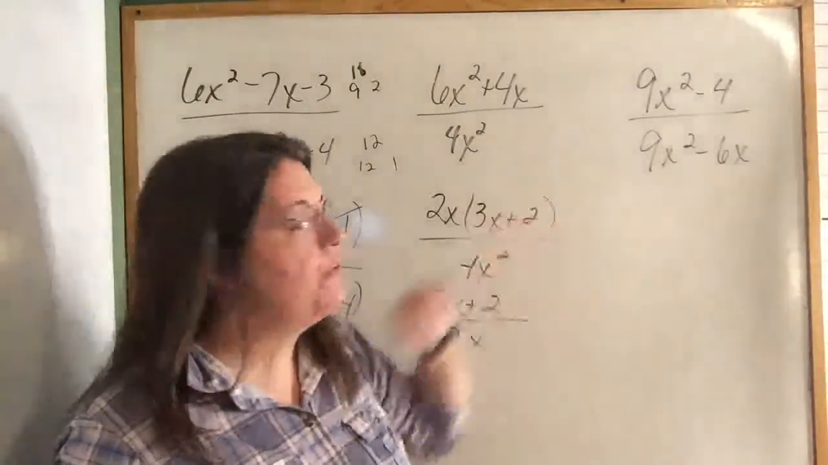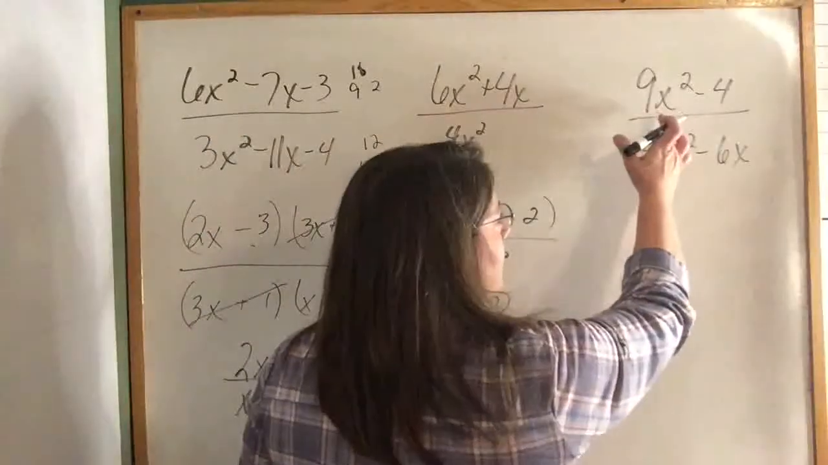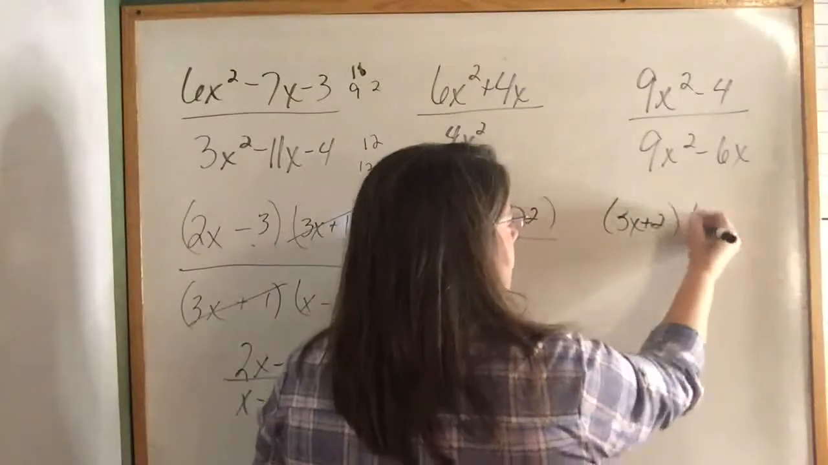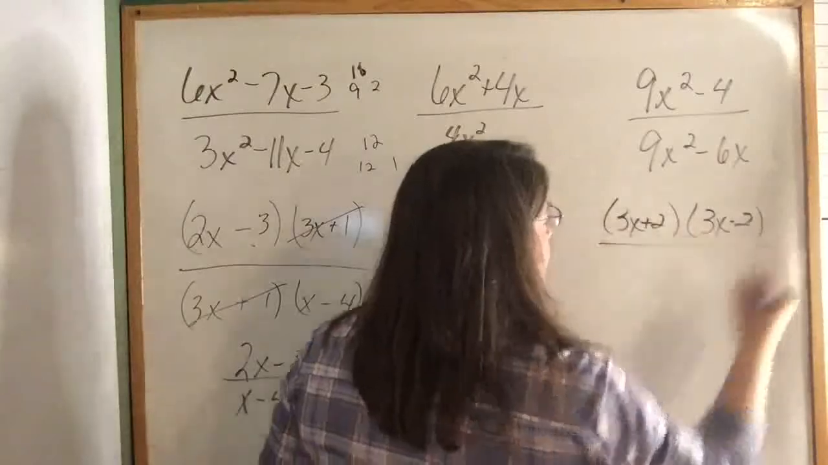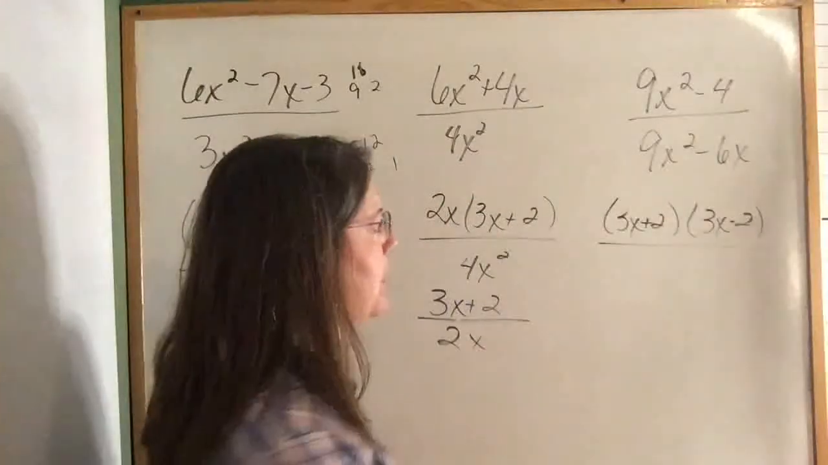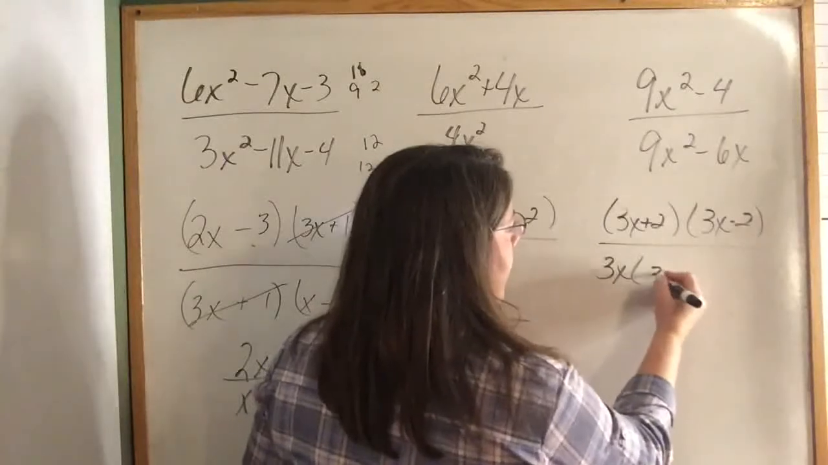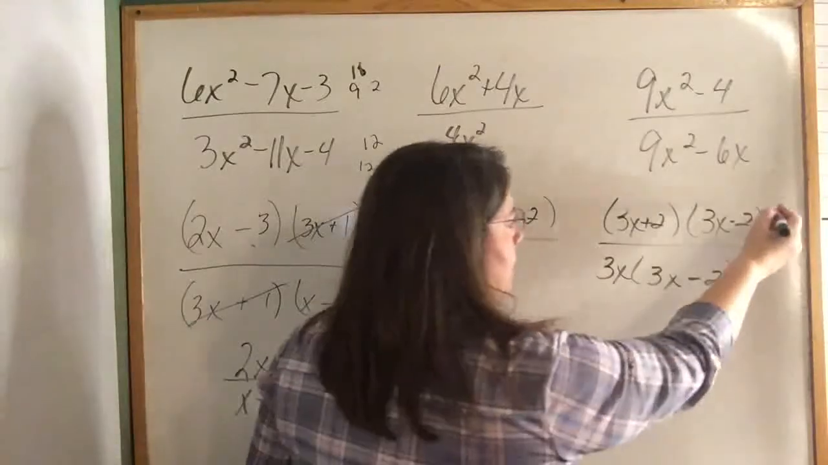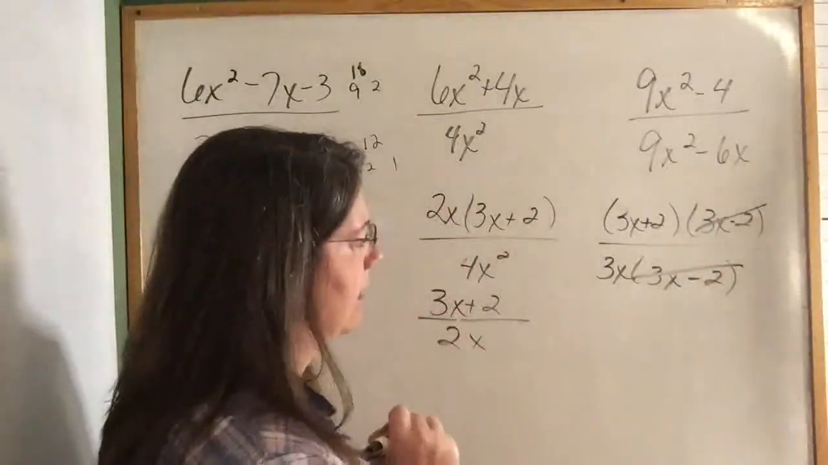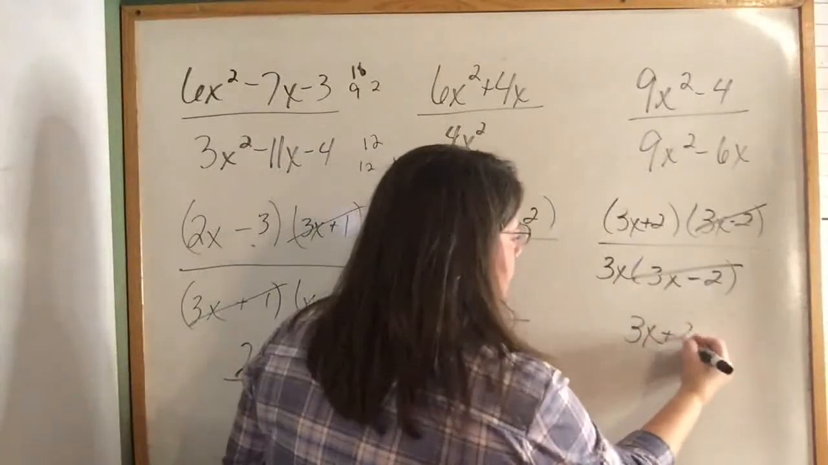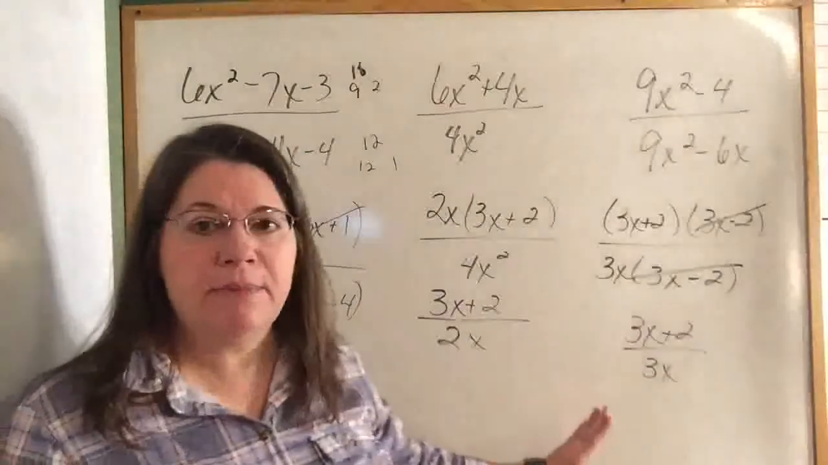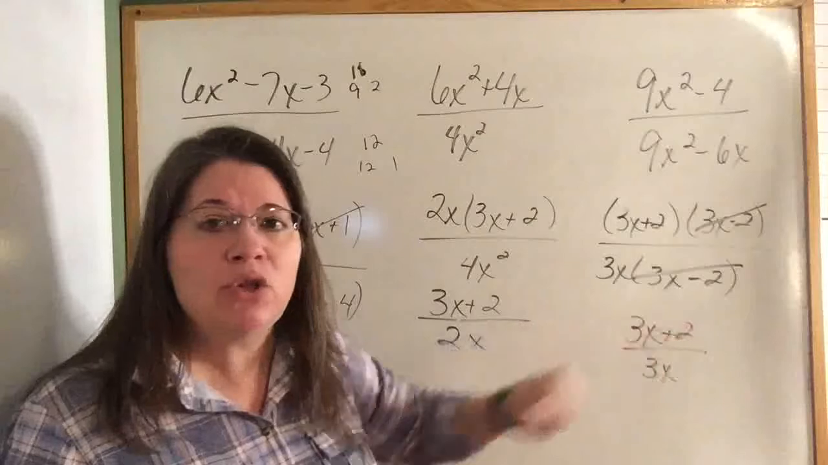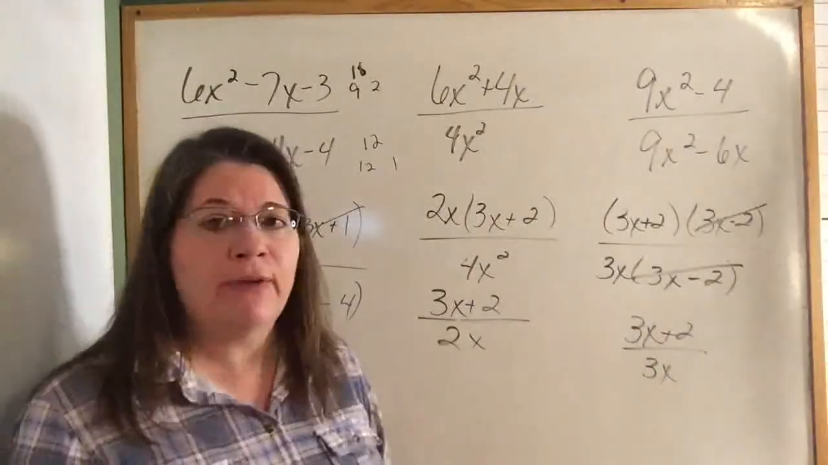For this one, the top is difference of squares. 3x is the square root of 9x squared, and 2 is the square root of 4, so we've got a 3x plus 2 and a 3x minus 2 to factor that difference of squares. Here I can bring out a 3x. So when I bring out a 3x, I have a 3x left minus 2 on the inside, and then my 3x minus 2 is a common factor, so it can be canceled out. And that leaves me with 3x plus 2 over 3x. It is tempting here to try to cancel out the 3x, but remember, this one is attached with an addition sign, so you cannot cancel those out. That would be your final answer. That's all you can do.